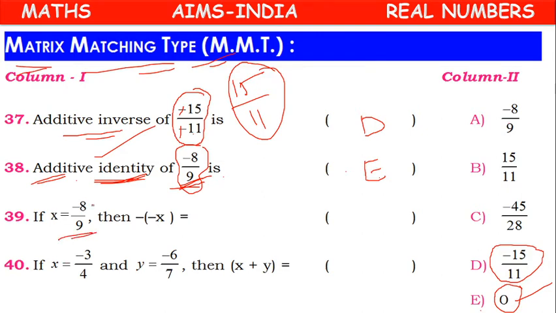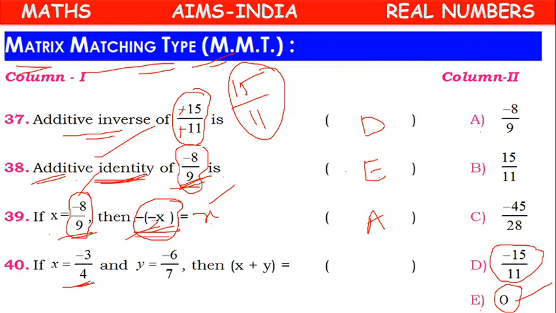Next. If x equal to minus 8 by 9, then minus of minus x, how much? So minus of minus x, minus into minus, how much? Plus x. They gave minus of minus x to make you confused, which is nothing but x. What is x value? Minus 8 by 9. So minus of minus x value also will be minus 8 by 9. So A option is the correct answer.